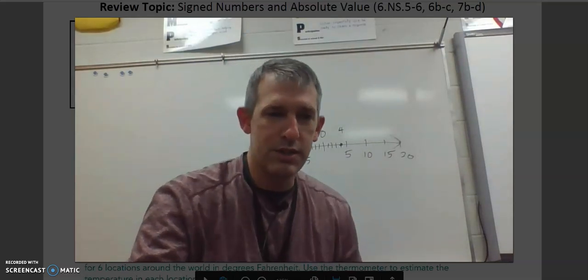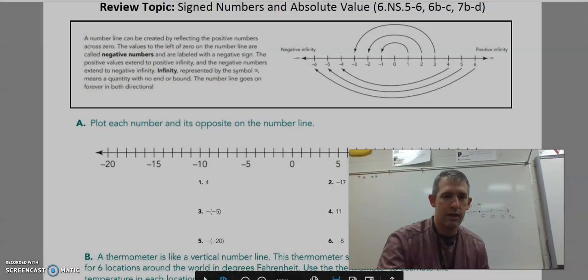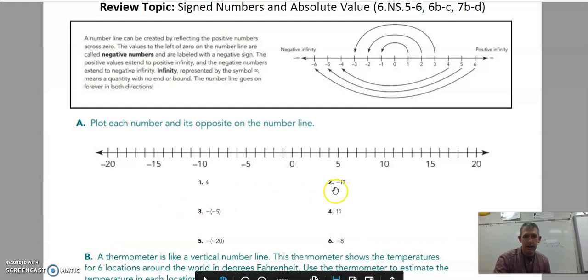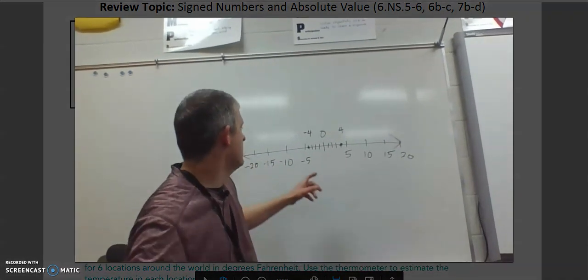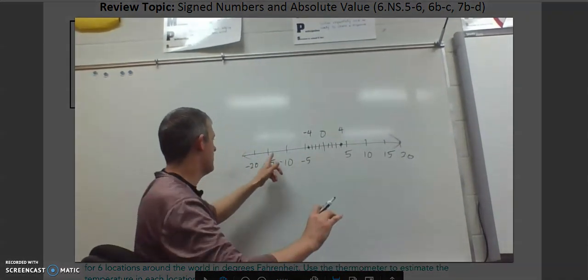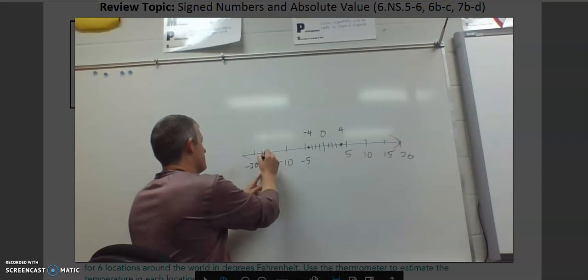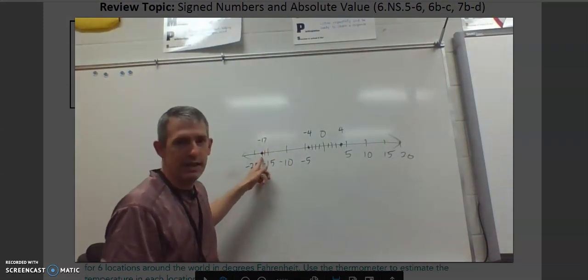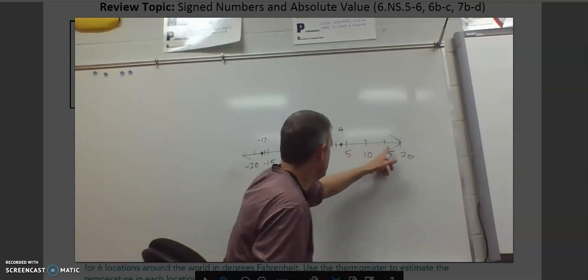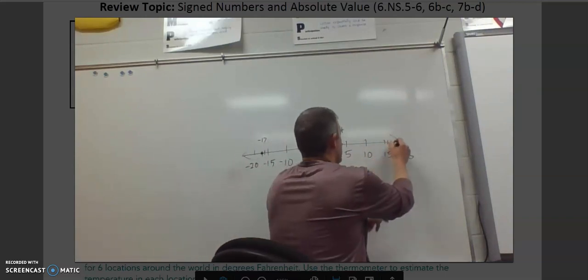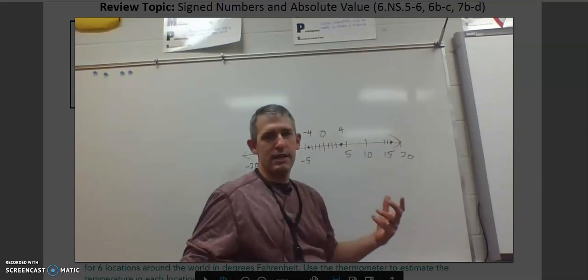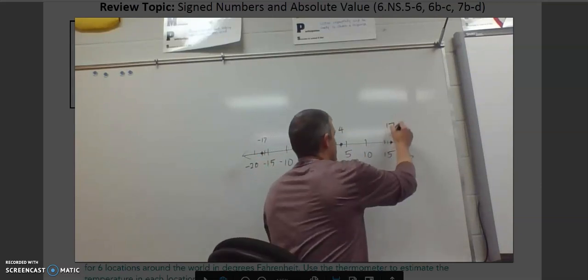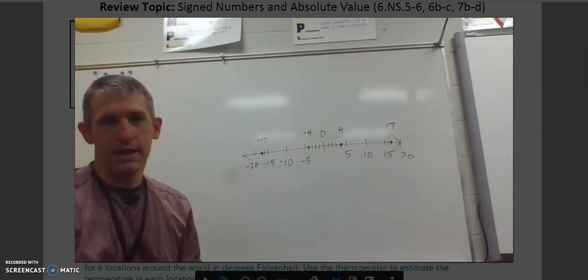Okay, let's look at some of the more challenging ones here. Why don't I just keep going? Number 2, -17. Let's find -17 here. So it's going to be -10, -15, -16, -17. It's going to be right here. The opposite of -17 is going to be on the other side here, 15, 16, 17, because the opposite of -17 is 17. All right, so there you go.